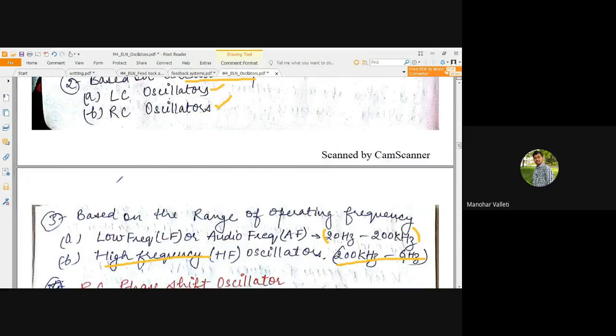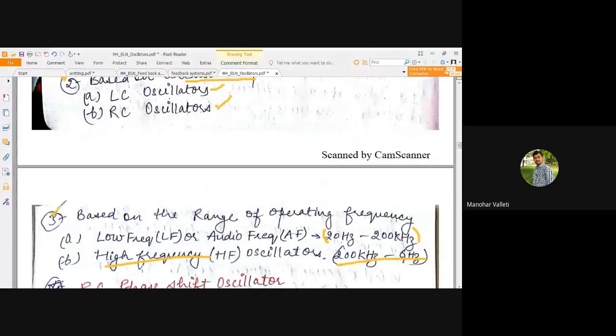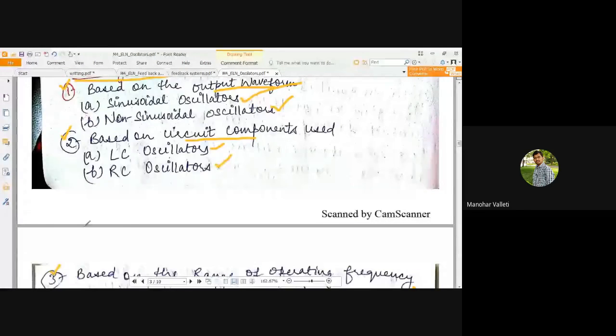And please note here, all these are independent classifications. Let us take one circuit that is a sinusoidal oscillator. That sinusoidal oscillator can be an LC oscillator or an RC oscillator also. So all these classifications are independent of each other. The same circuit can come under all these three classifications.